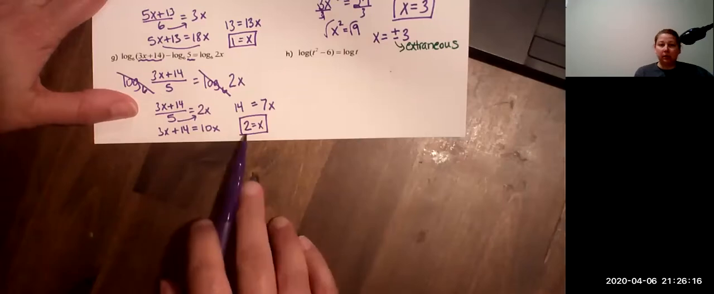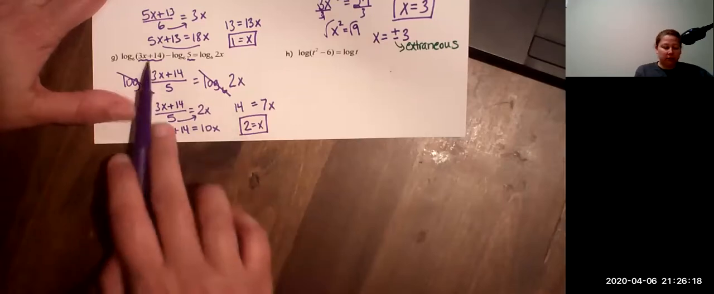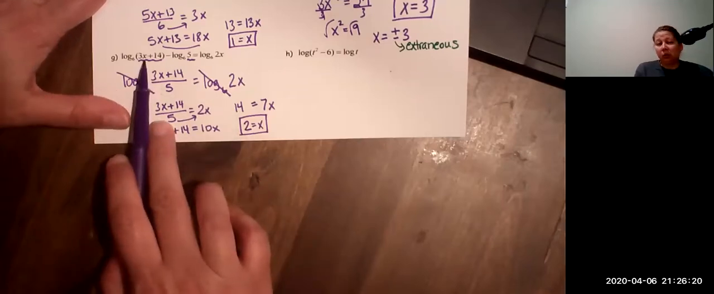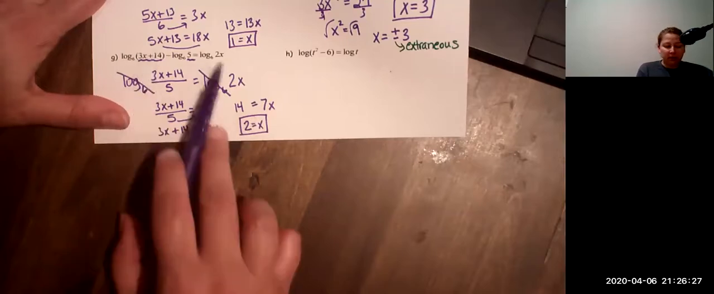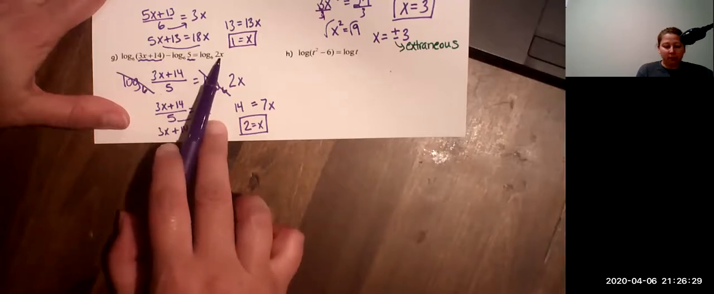Again, check. You plug 2 in right here. You don't have to check to see if it works. It should work. You just have to make sure it doesn't turn out negative. So if I plug in 2 right here, I get a positive number. If I plug in 2 right here, I also get a positive number. So this answer is okay. You're just checking to make sure you don't get a negative. All right. And then this last one.